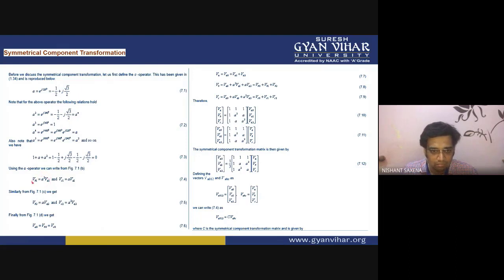Now, using the alpha operator, we can rewrite this complete equation as VB1 equal to alpha squared VA1, and VC1 equal to alpha VA1. Now, we know that alpha squared is a complex conjugate. So if I write it in polar form, I can write it like this.